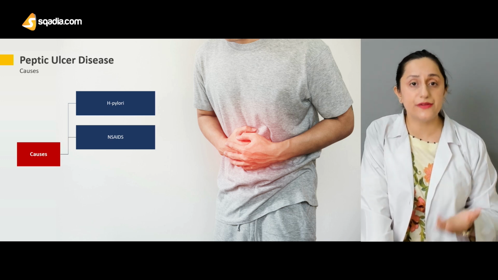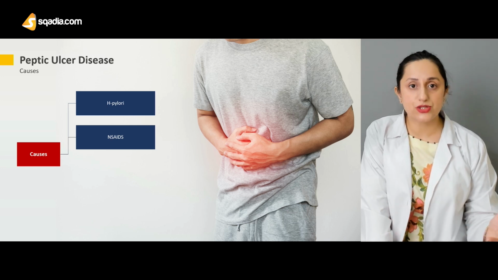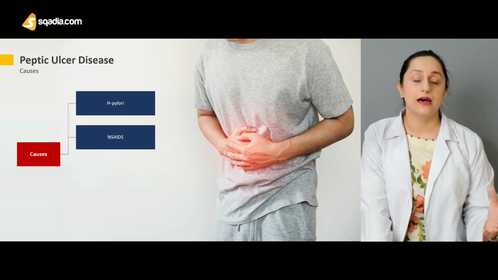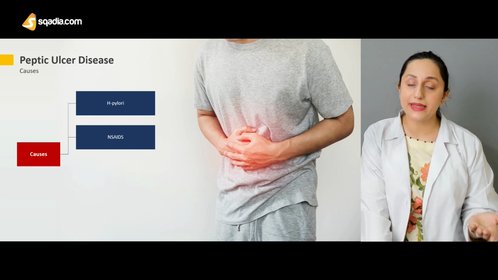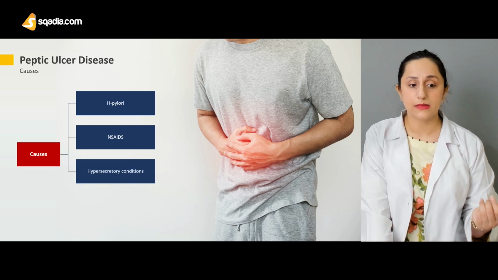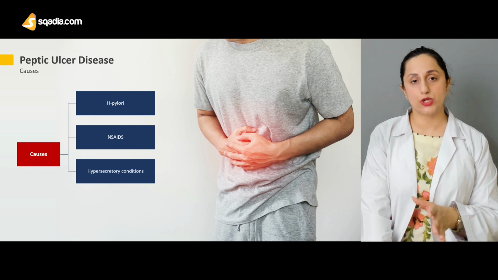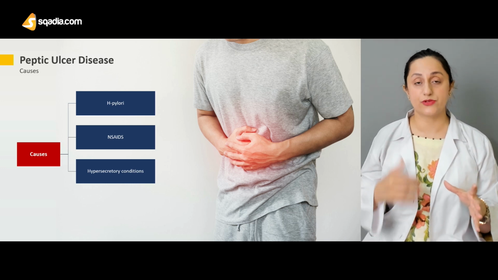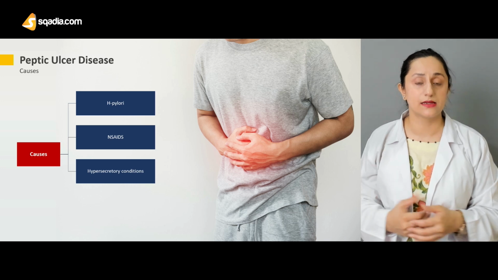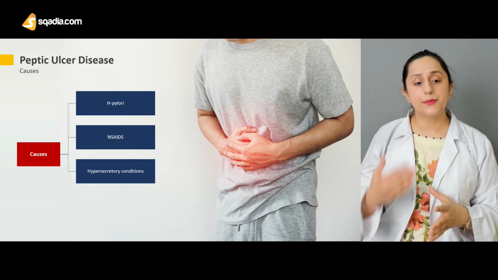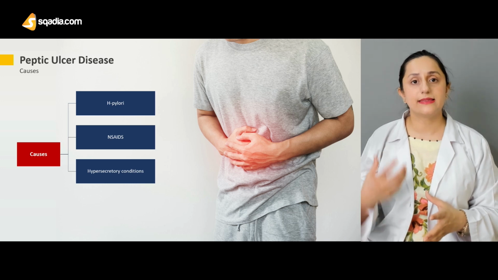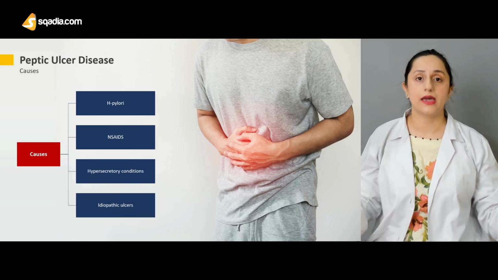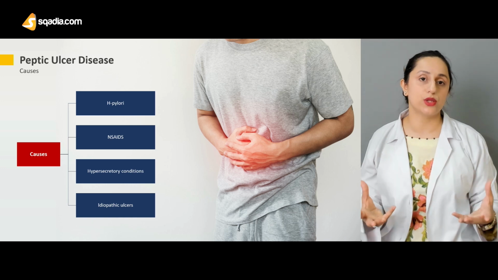Usually patients would give you a history of the multiple medications that he or she is taking, which is again suggestive of PUD developing. Then there are hypersecretory conditions, in which the gastric cells responsible for the secretion of acid, the HCl secretion, are hypersecreting, and that is again one of the conditions responsible for peptic ulcer disease. And then we have idiopathic ulcers, the unknown etiology for the development of ulcers.